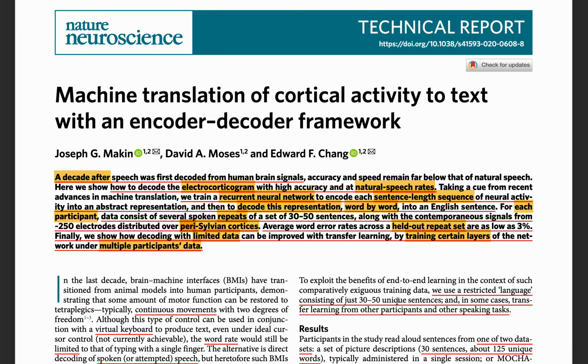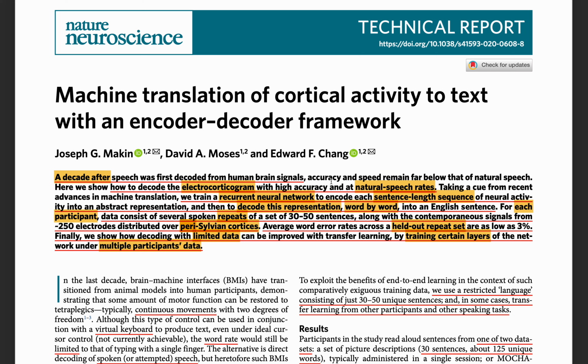Let's start with the first part. It's a good summary of what the paper tried to do and what it was able to achieve. A set of electrodes is used to extract the brain signal, and then the goal is to translate that brain signal into speech at natural speech rate.